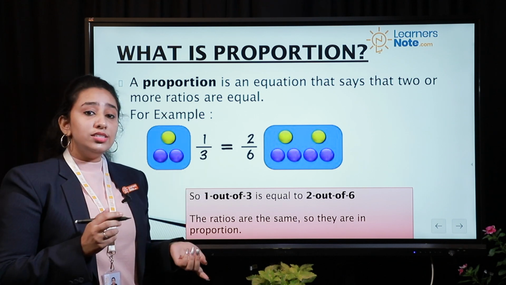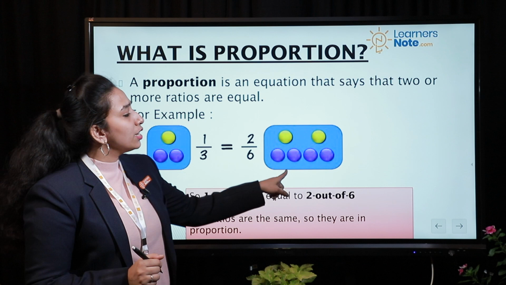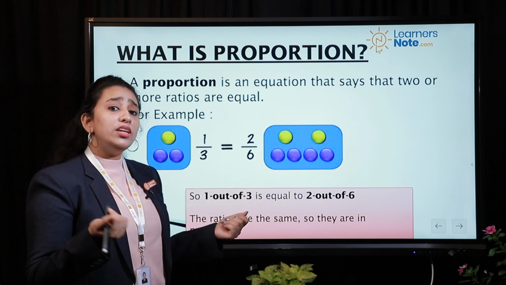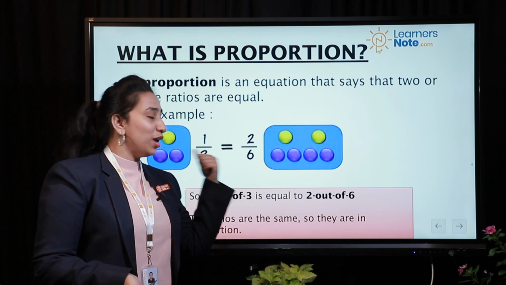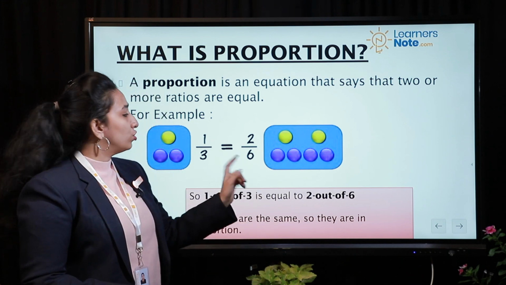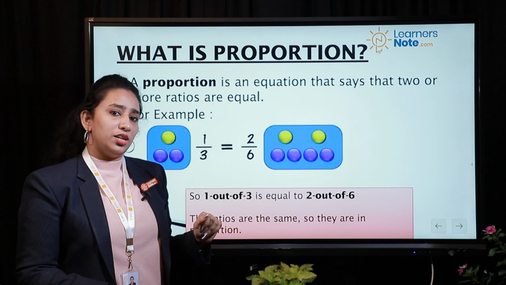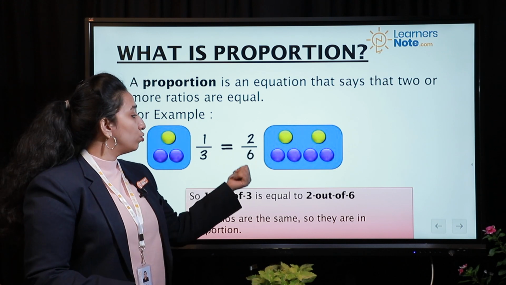Now I'm giving you another scenario where there are totally 6 balls, and I'm asking you how many yellow balls are there out of these total 6 balls. There are blue balls also, right? Again you can just count. There is 1 and 2. So this is nothing but 2 out of 6, which is 2 by 6.